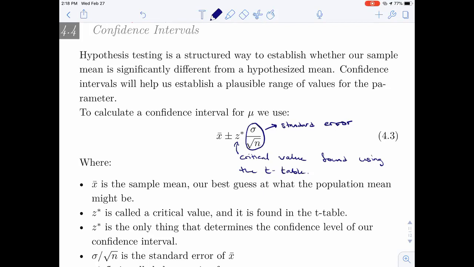Together, right, so we've got this critical value, we've got the standard error, right? Together, this whole plus minus chunk is called the margin of error. Okay?